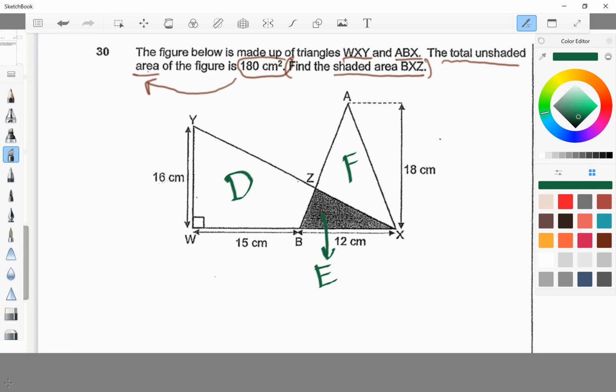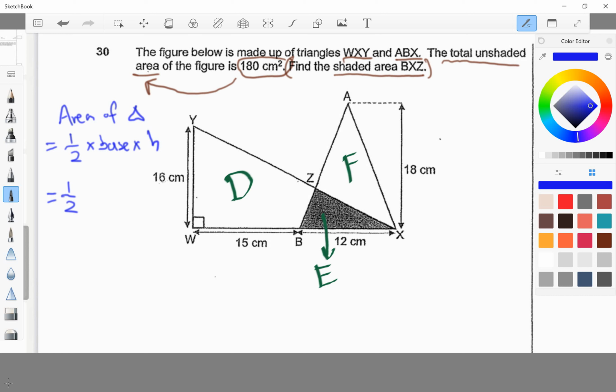So I will first want to find out what is the area of D plus E. And it's really so easy. So I'm going to use blue color to label. Do you still recall the formula for area of triangle? The formula is half times base times height.